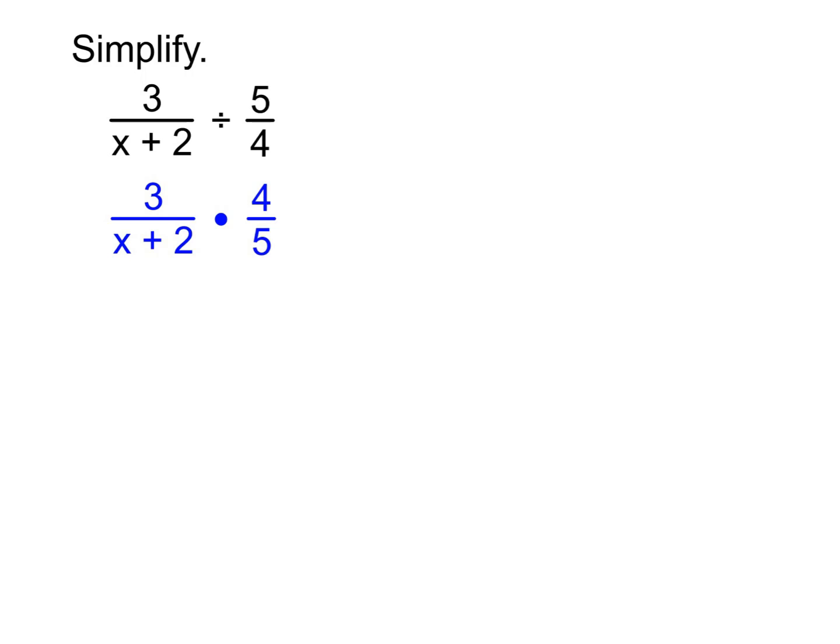So I multiply straight across the top for 12, multiply straight across the bottom, x times 5 and 2 times 5. We get 12 over 5x plus 10. Then we say, can that reduce? And no, it can't, because there's nothing I can divide 12, 5, and 10 all by.